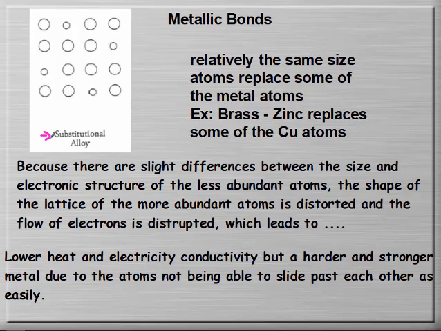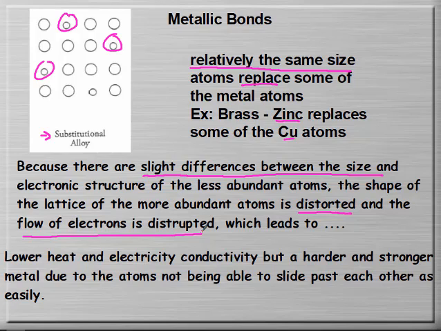For substitutional alloys, we're going to replace some of the metals with some that are relatively the same size. So zinc and copper are roughly the same size. Notice that I don't have any in the middle. They're just replacing them in different spots. Because there are only slight differences between the size, the shape and the lattice of the more abundant atoms is distorted some, and the flow of electrons is disrupted. So we do have a lower heat and electrical conductivity, but it's still going to be harder and stronger due to the atoms not being able to slide past each other as easily.